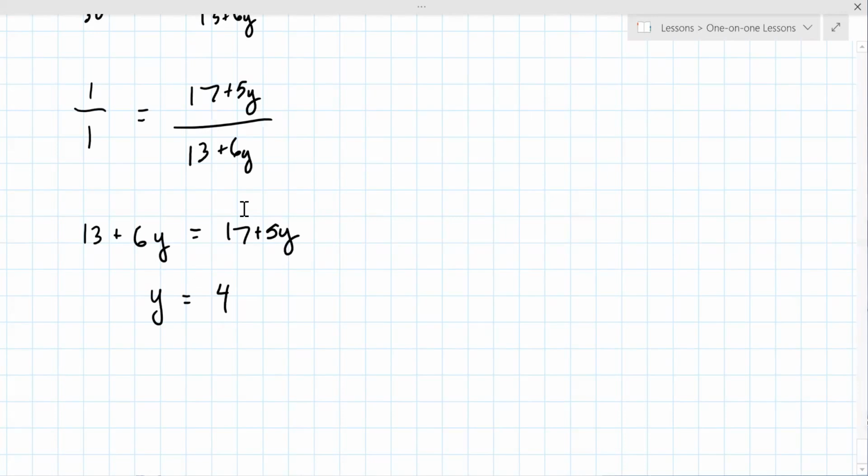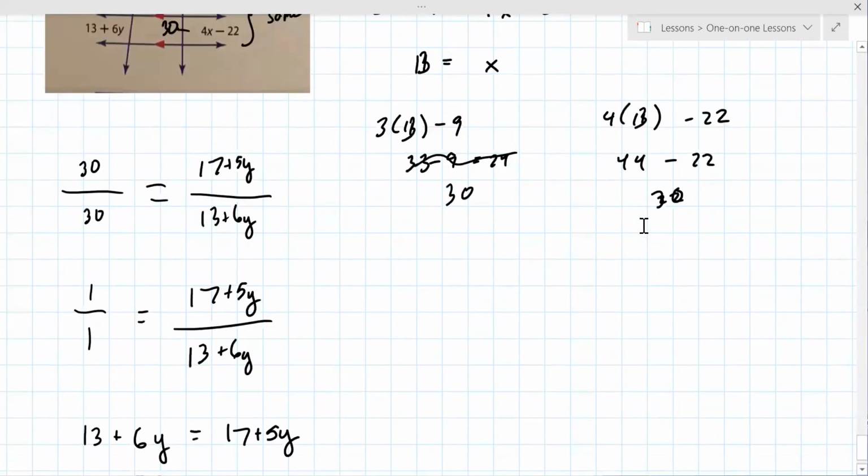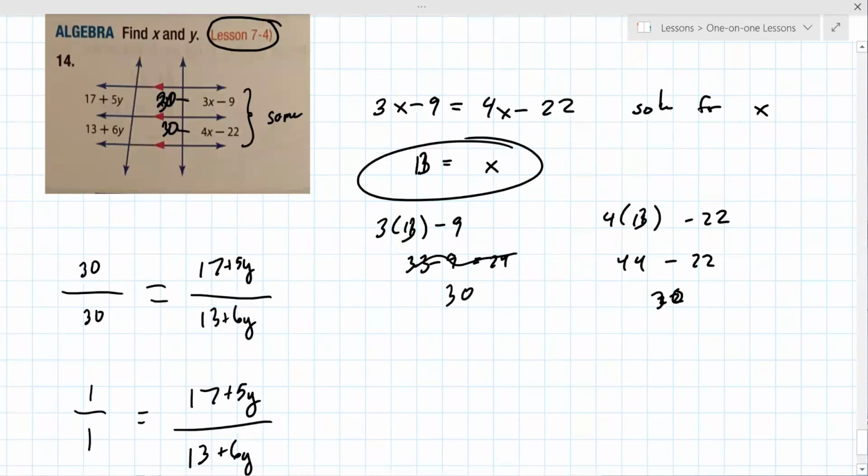So y is 4 and x is 30? Yeah. No. X is 13. Oh, okay. X is 13. I made a mistake adding. Apologies. Okay.